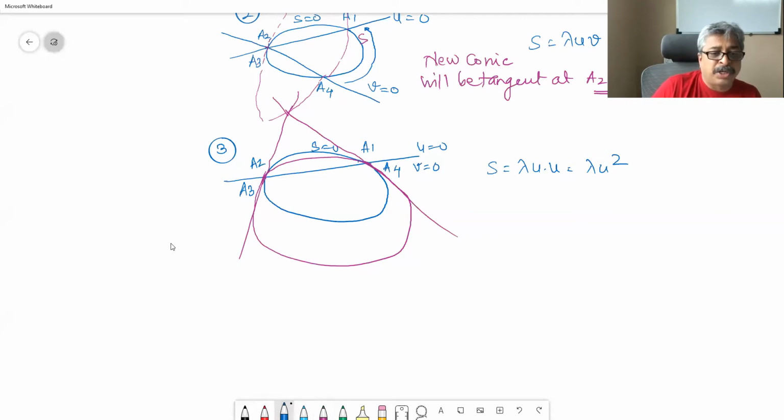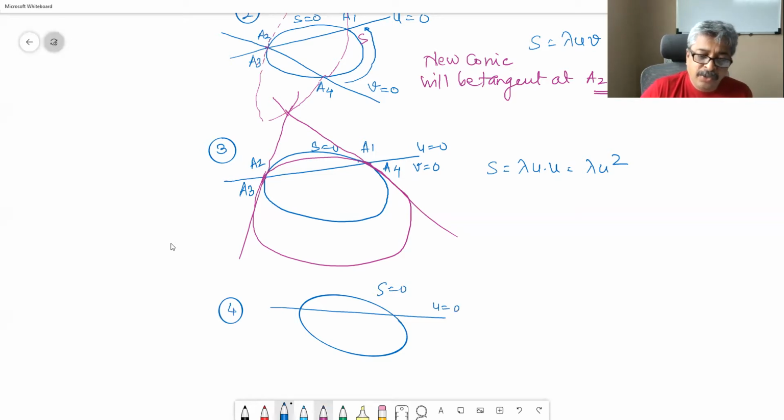Now let me draw the fourth condition. Fourth condition is you have a conic S is equal to 0. You have a straight line U is equal to 0. And you have another straight line V is equal to 0, distinct but tangent. So this is A1, this is A2, and this is A3, A4. This is little different than 2. Here the line itself is a tangent, coincident. So S is equal to lambda UV is going to be the equation of the new conic. However, in this case, what will happen is the new conic will be tangent to the old conic at A3 and A4, and also it will be tangent to line V.